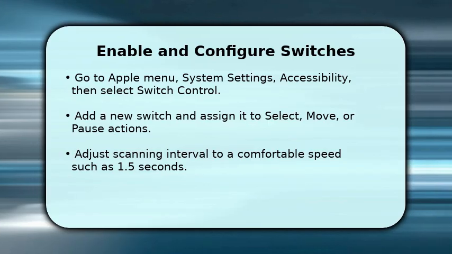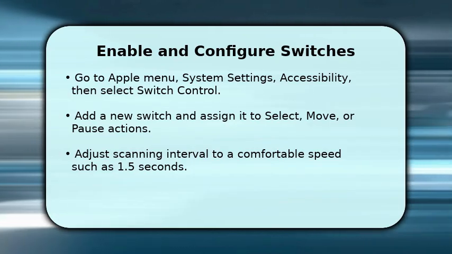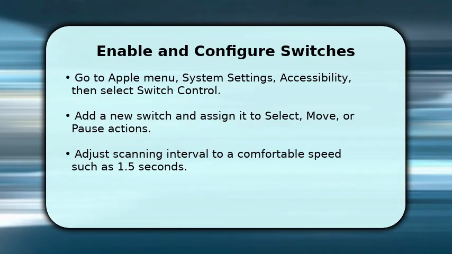Toggle Switch Control on to enable scanning and switch assignments on your Mac. Use the Add New Switch button to register a key, external device, or camera gesture. Assign that switch to select, move, or pause actions for predictable behavior.